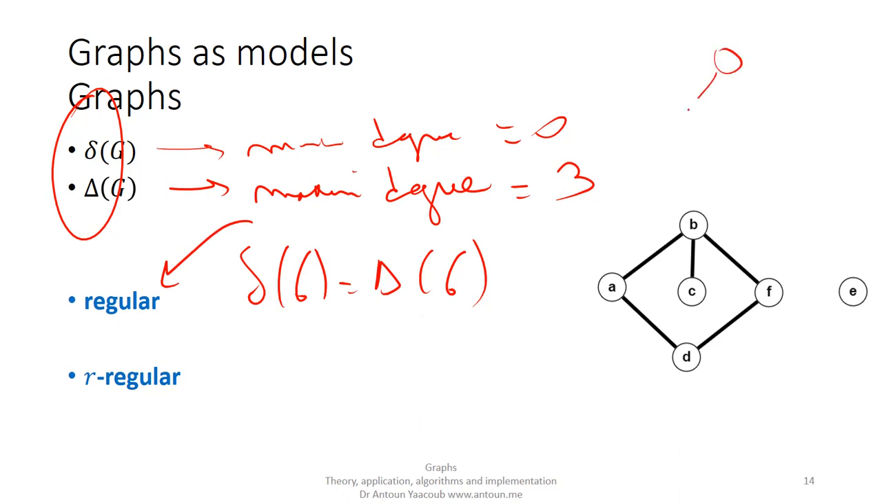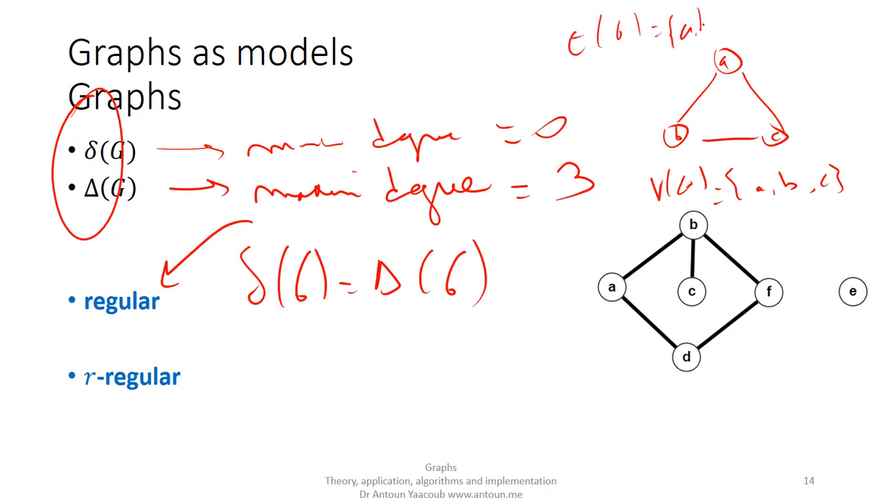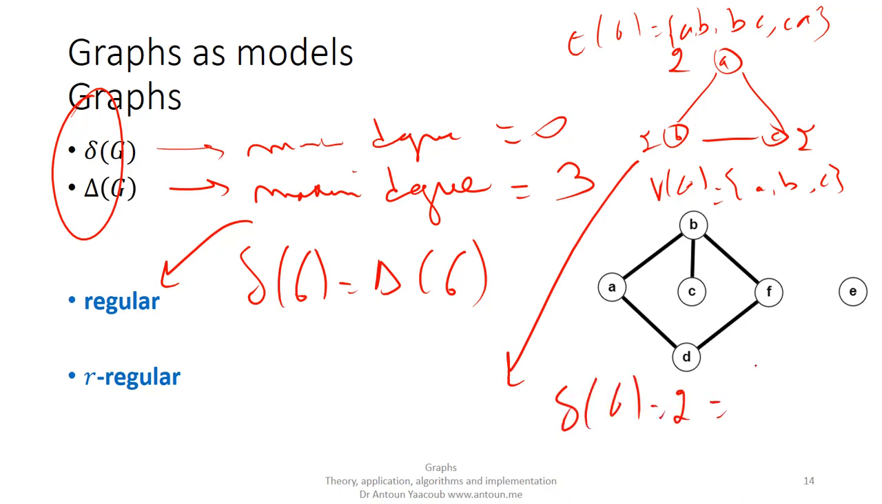Let's take this graph with vertices A, B, C. The set of edges is AB, BC, CA. If I want to calculate the degrees, I have 2, 2, 2. So for this graph, small delta is equal to 2, which is equal to big delta. So this graph is called regular.